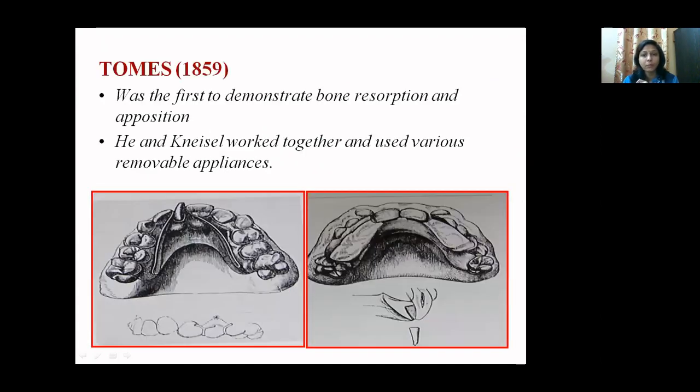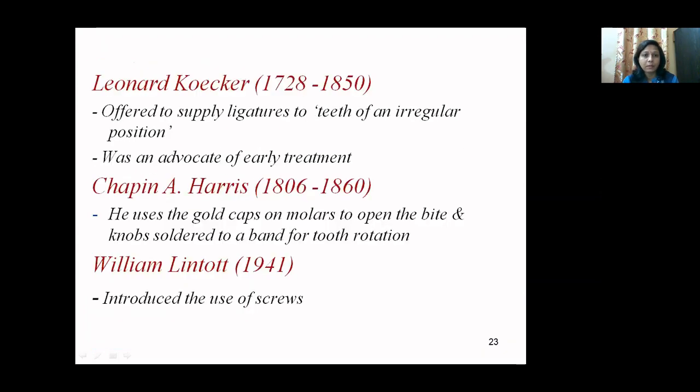Tomes was the first to demonstrate bone resorption and apposition, and that was a great contribution to orthodontics. He and Nasmyth worked together and used various removable appliances to correct malocclusion. Then a few more contributions by Kuhn. He offered to supply ligatures to teeth in irregular position, and he was an advocate of early treatment. Harris used gold caps on molars to open the bite and a knob soldered to a band for tooth rotation.